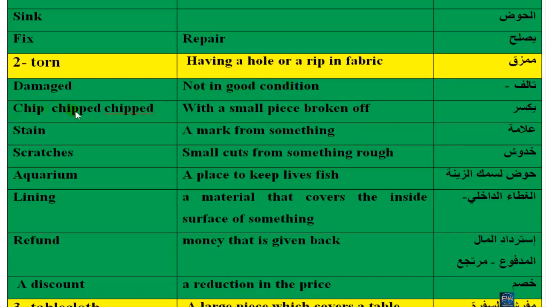Chipped. This is the past and this is the past participle. Chipped. The D here is going to be pronounced T. Why? Because the last sound is the sound of P, like hope, hoped. Not D, but we say it T. Chip, a small piece broken off.